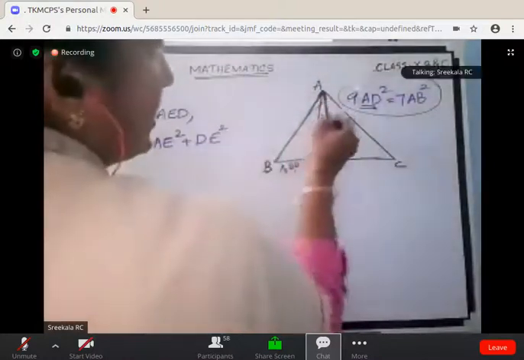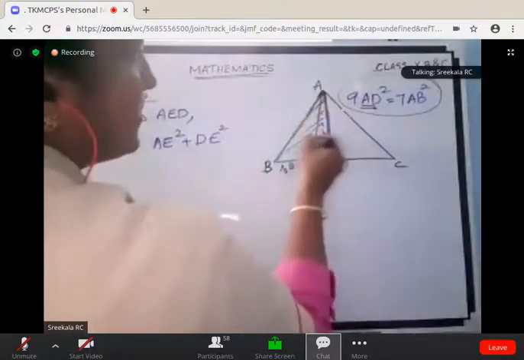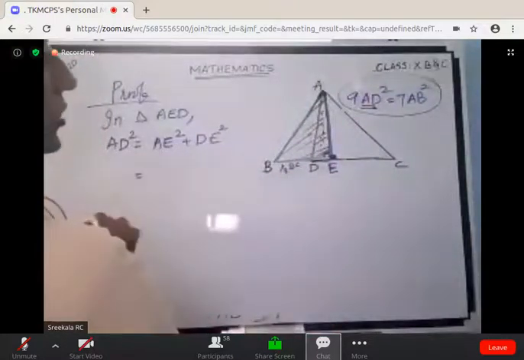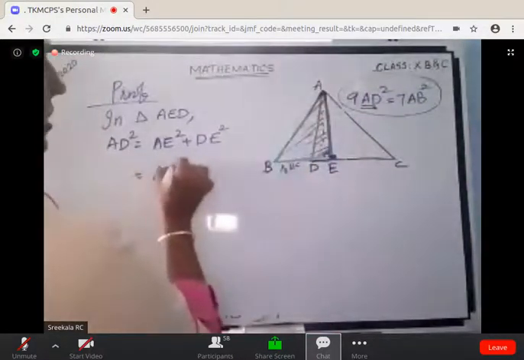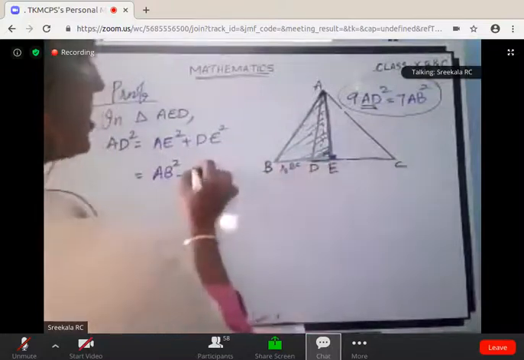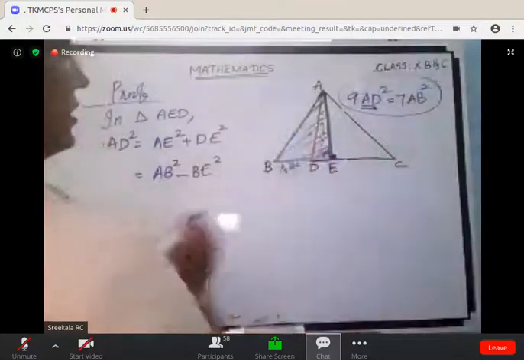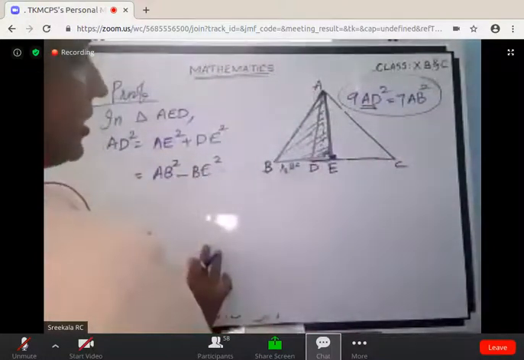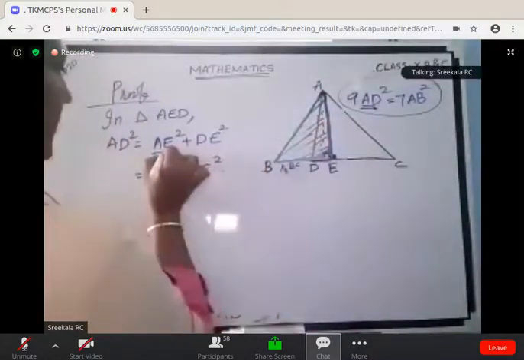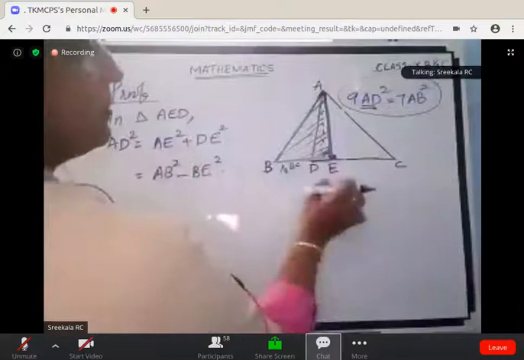This big triangle AEB. In this big triangle, you can write AE square equal to hypotenuse square minus BE square, that is AB square minus BE square. Clear? AE square can be written as AB square minus BE square.